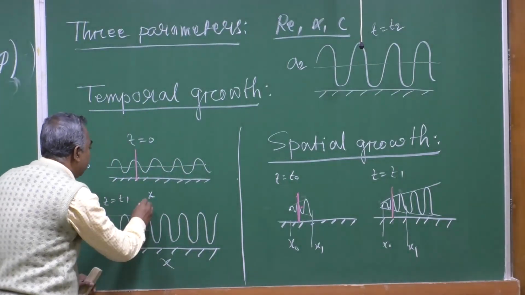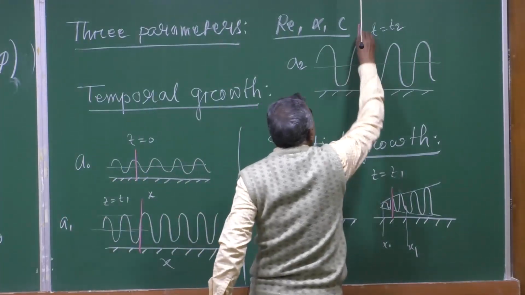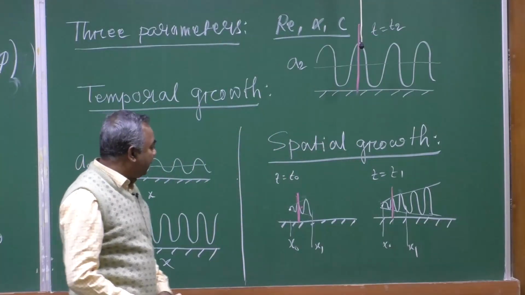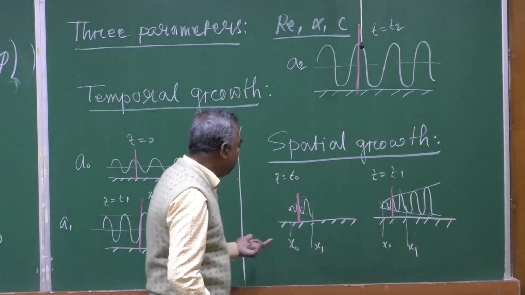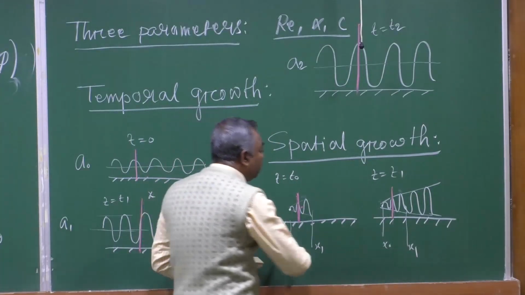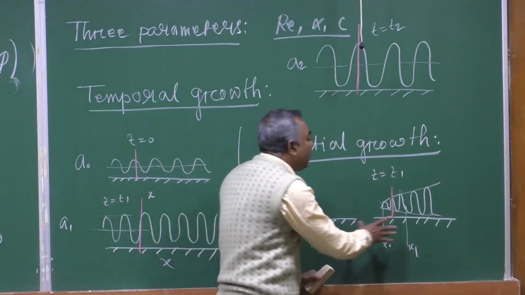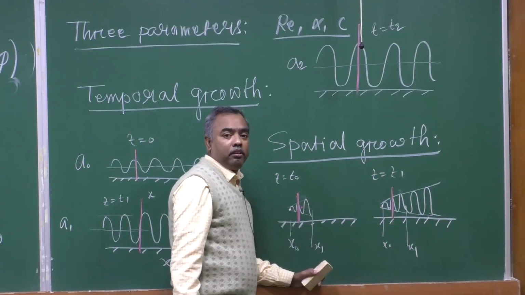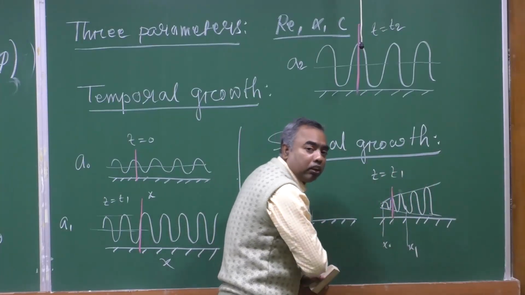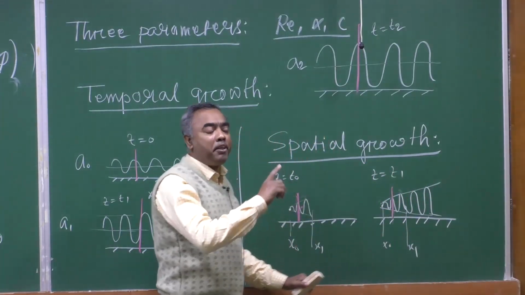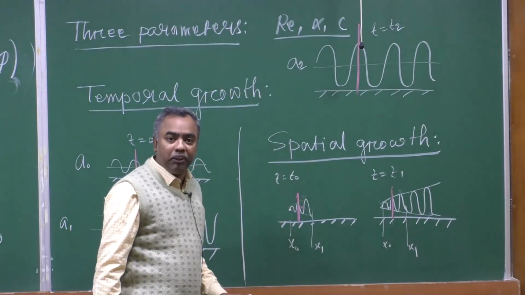At this particular location it is changing with time, but at this location, at any time you look, it is not changing. Then it is changing with respect to what? It is changing with respect to space. So this is what is our spatial growth. As the disturbance is propagating in the downstream direction, its amplitude is increasing. So this is the spatial growth.